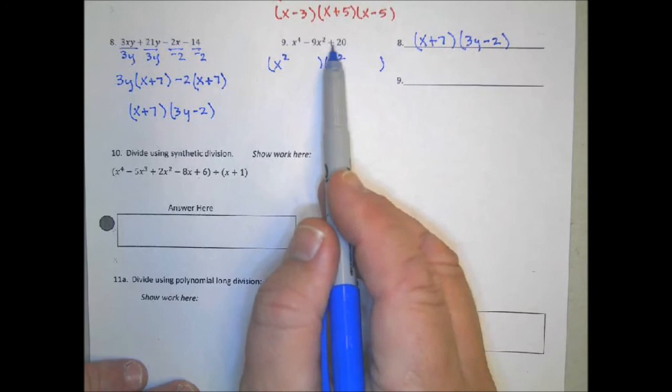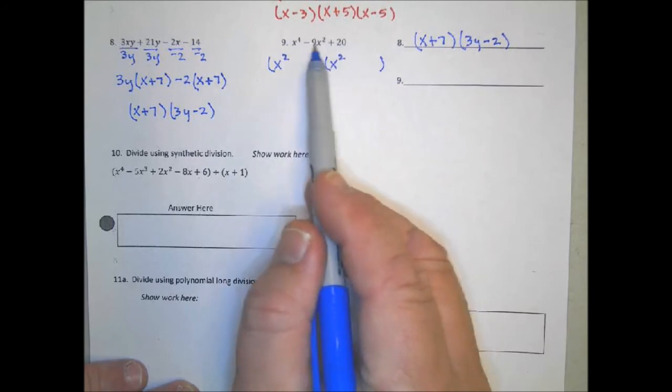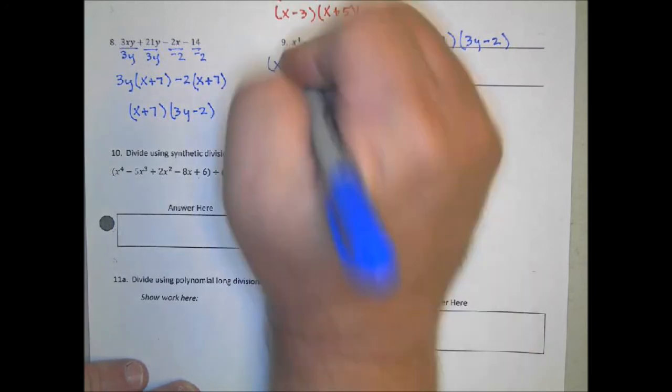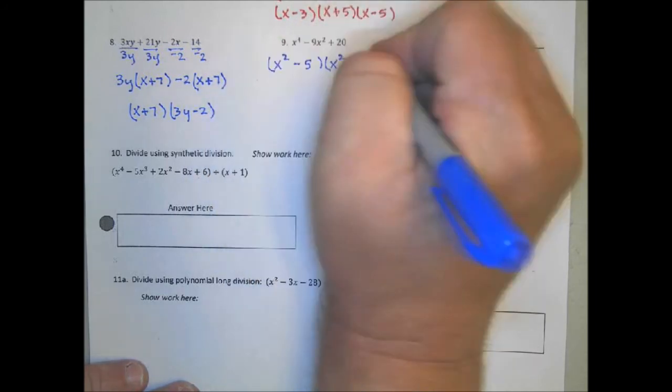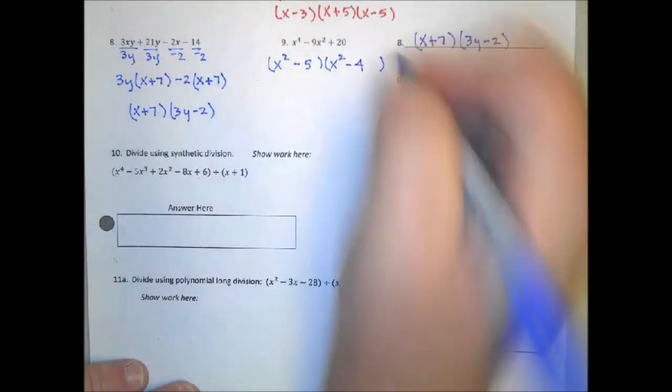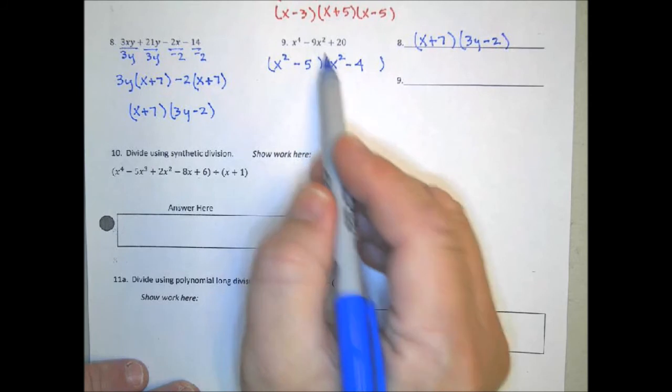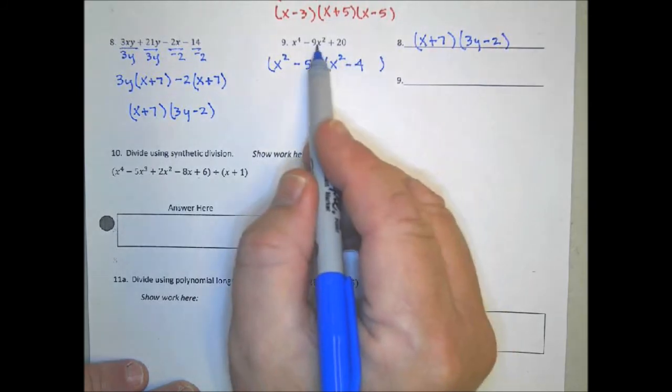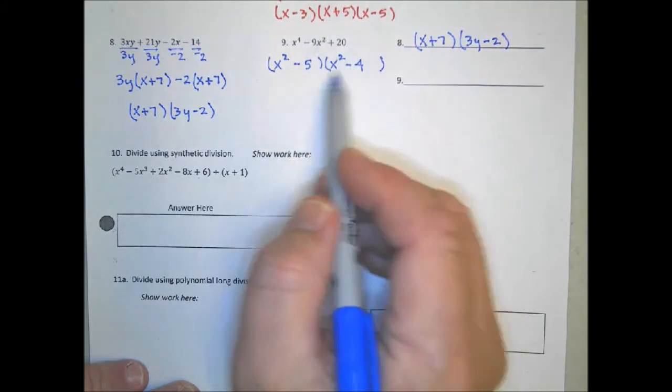Factors of positive 20 that add up to -9. So that's -5 and -4. But the middle term isn't x, it's x squared. So we just need to make sure that this all works.